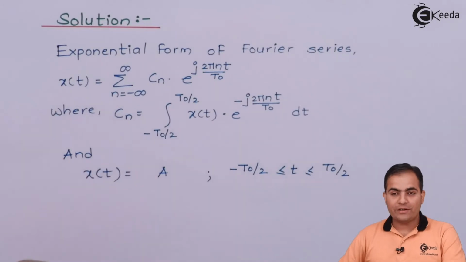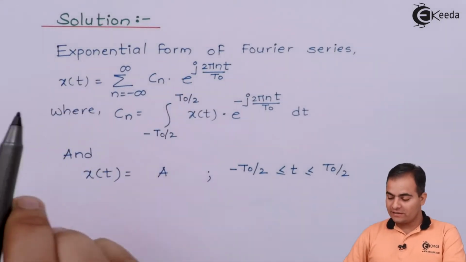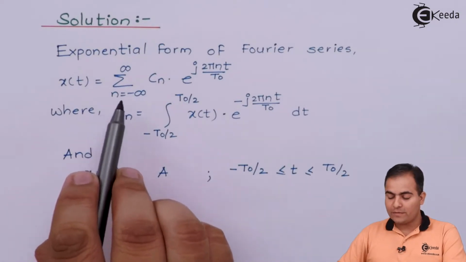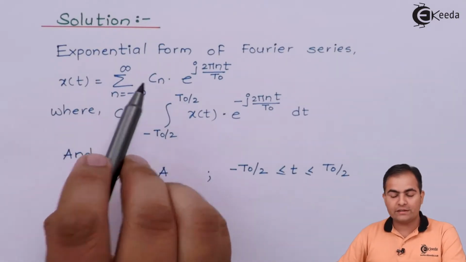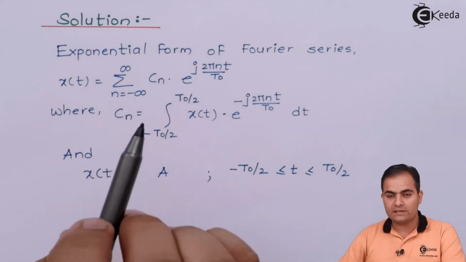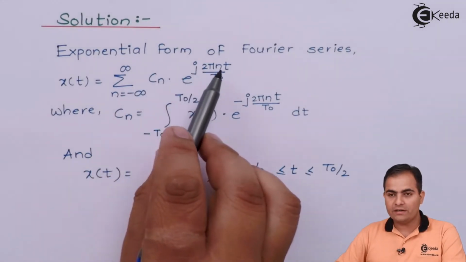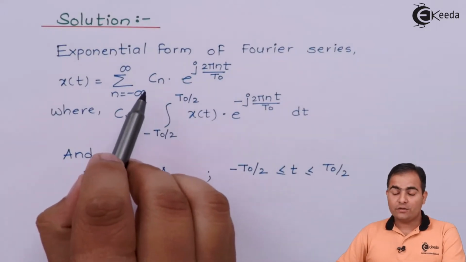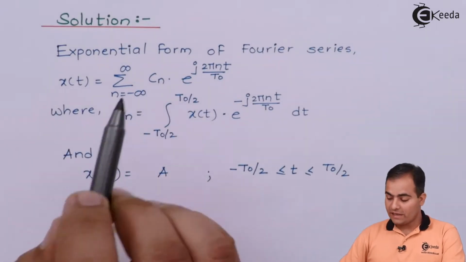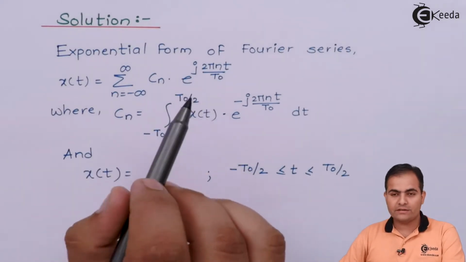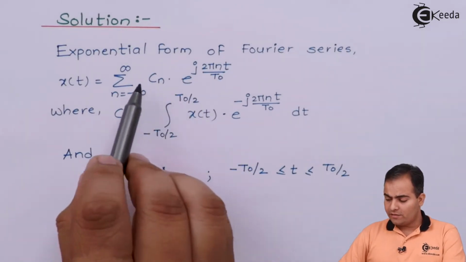According to the definition, the exponential form of Fourier series is represented by x of t equals the summation, where n varies from minus infinity to infinity, of cn, the coefficient of the exponential form of Fourier series, multiplied with e to the power j 2 pi nt upon t naught, where t naught is the period of the given function. Now, what is the cn?